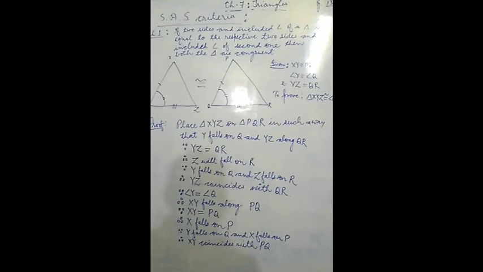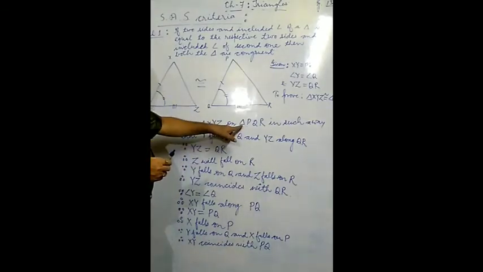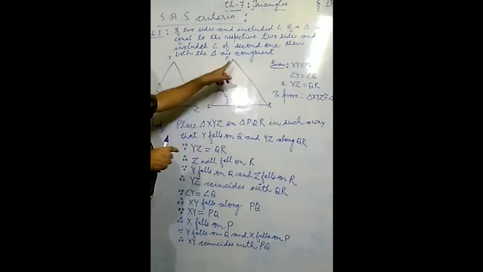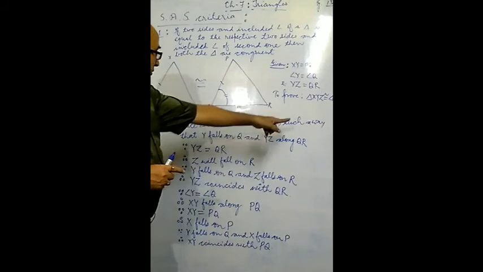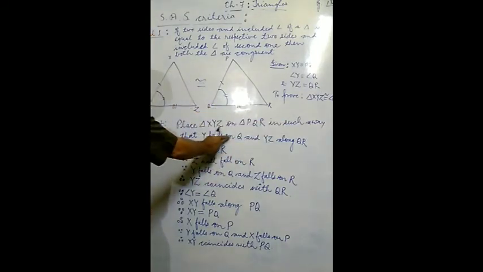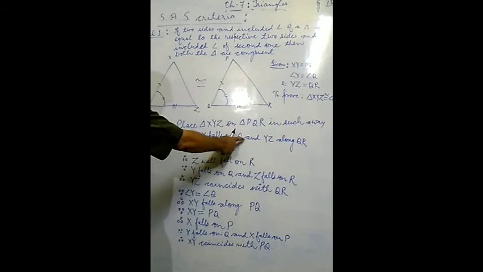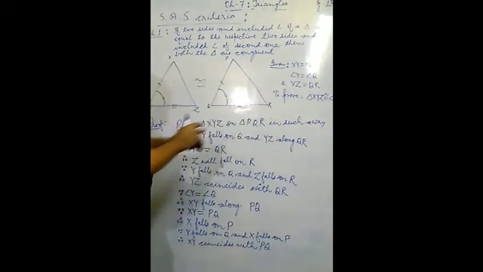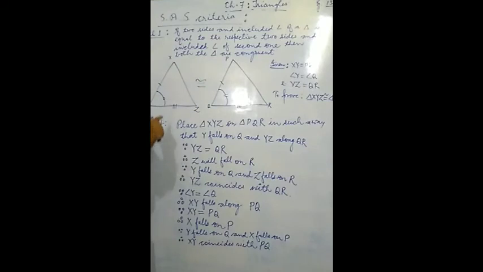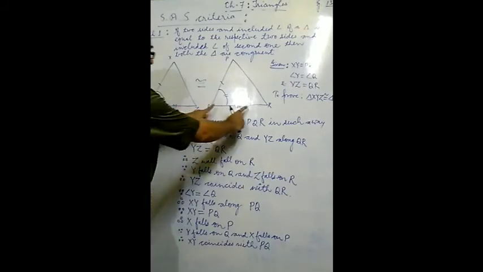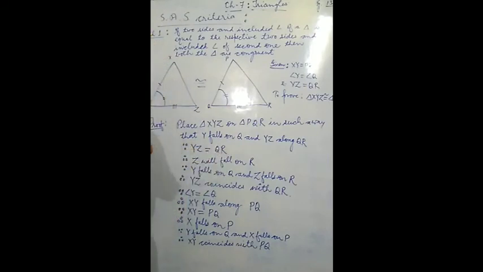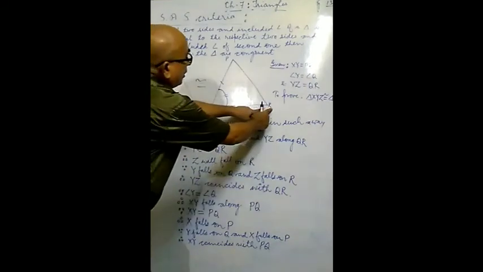Now pay your attention here. What to do? Place triangle XYZ on triangle PQR. This triangle will be placed on triangle PQR in such a way that Y falls on Q, and YZ lies along QR. Since YZ equals QR, it is noted down. Therefore, Z will fall on R.